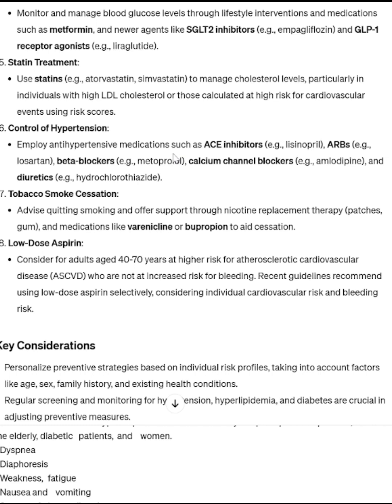Understanding these preventive strategies and when to apply them, including specific medications, will be crucial for managing patients at risk of CVD and for your preparation for the internal medicine exam.